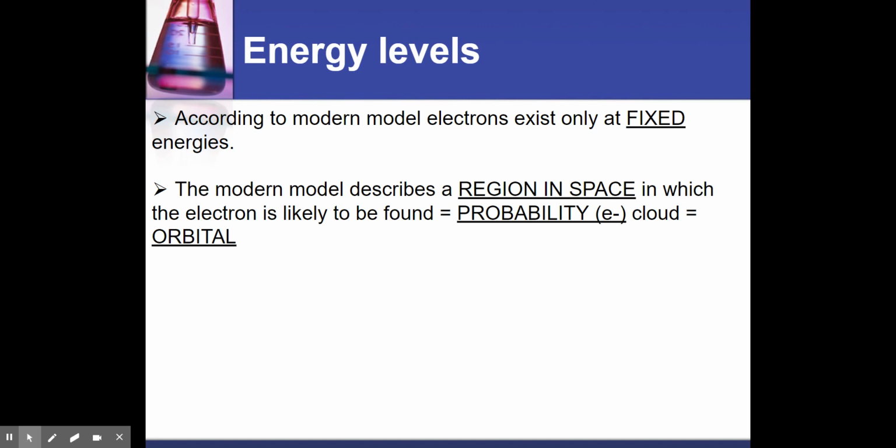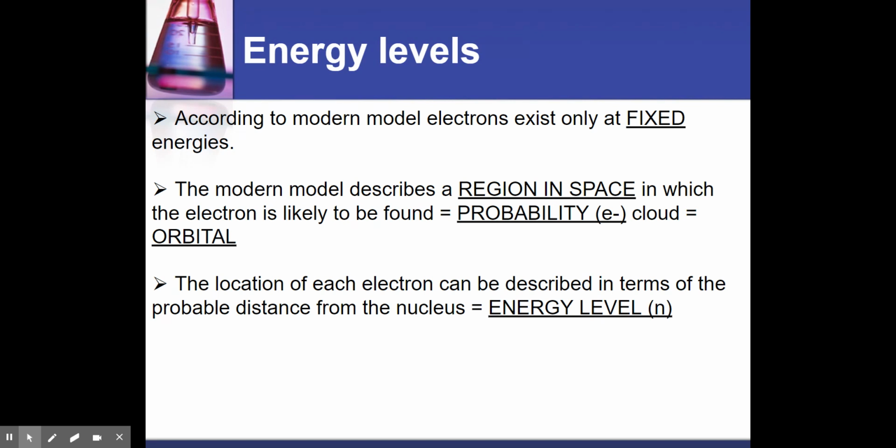The modern model describes a region in space in which the electron is likely to be found. It's really that probability or electron cloud. And instead of calling it an orbit, we now call it an orbital. That little difference in the word makes a big difference, actually. Instead of it being this exact path that it's going to follow, it's a probability of where we're most likely to find the electrons.